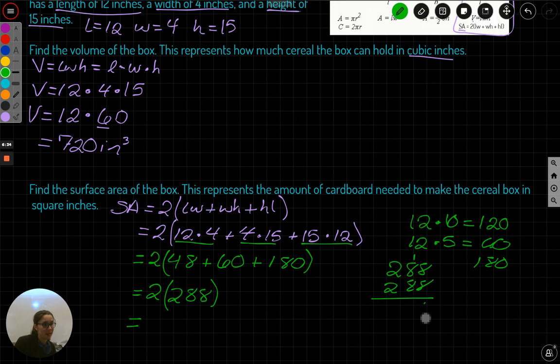8 and 8 is 16. 9 and 8 is 17. 3 and 2 is 5. So my final answer is going to be 576 inches squared, because this is surface area, not surface length or perimeter, surface area. And that is it. That's a long one, but volume and surface area are a little bit longer to do. So thanks for sticking with it.